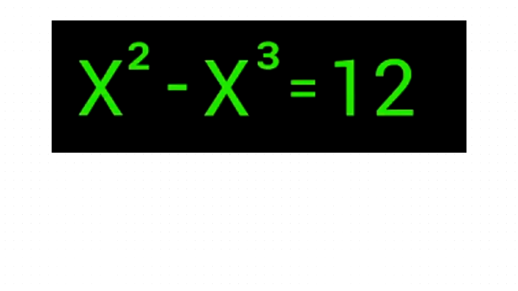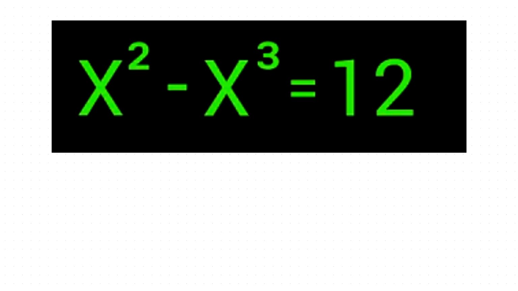Hello, everyone. We have another Math Olympiad question. In this question, we're given x squared minus x cubed equals 12, and you're required to find the value of x. So let's solve this question.